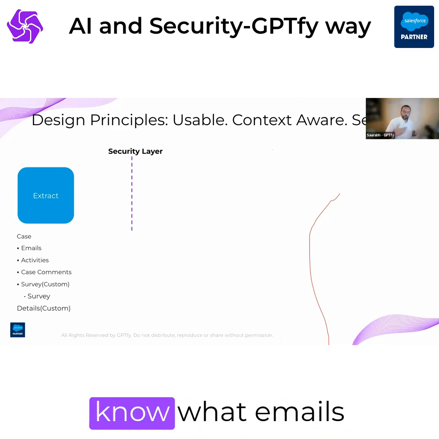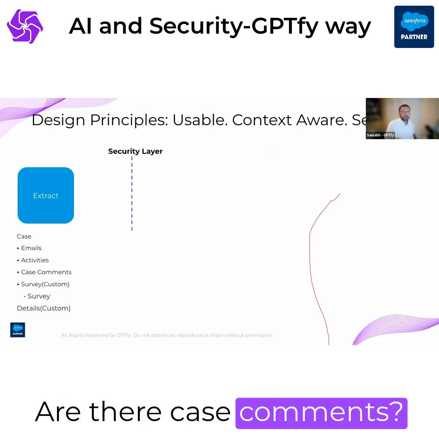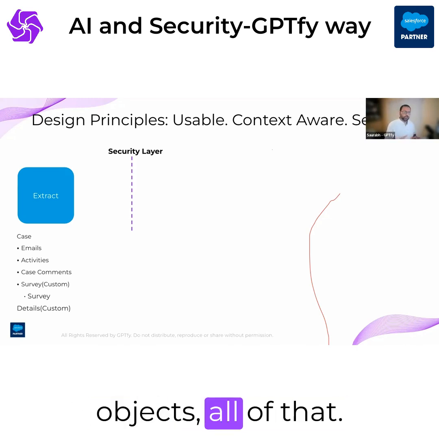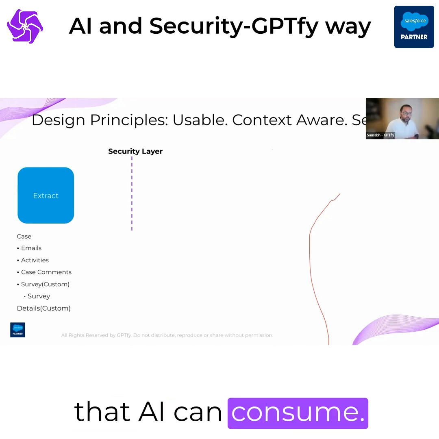You also want AI to know what emails have been exchanged, what activities have happened on this case, are there case comments? You may have custom objects like survey, you may have other kind of packaged objects, all of that. So you need all this information in a manner that AI can consume.